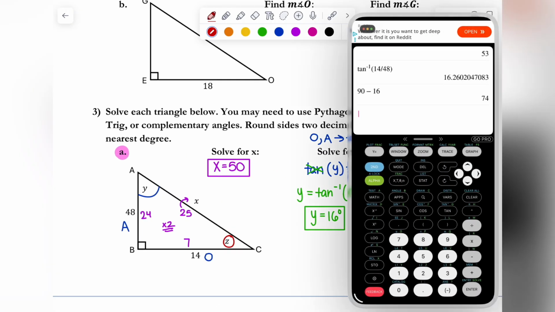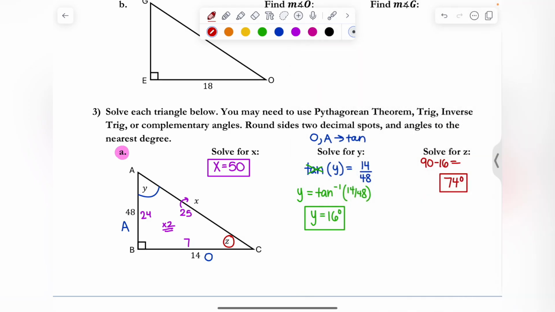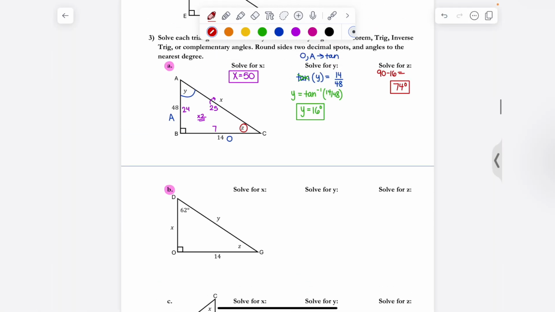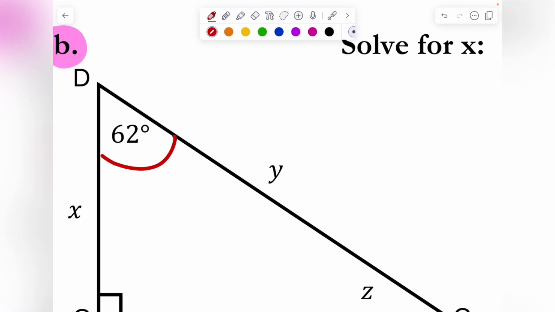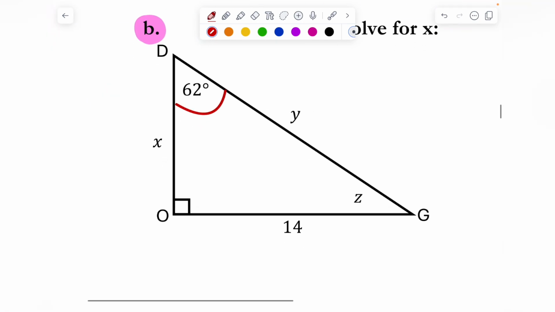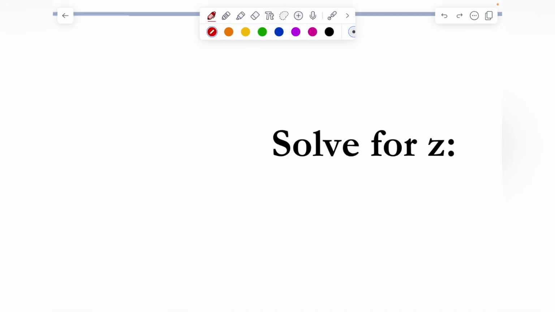Perfect. All right, now letter B for number 3 is just a little bit different. This time, it gives me an angle measure, okay? So finding Z should be pretty easy. I just am going to do 90 minus 62. Once I know one of the angle measures, finding the other one isn't very hard.